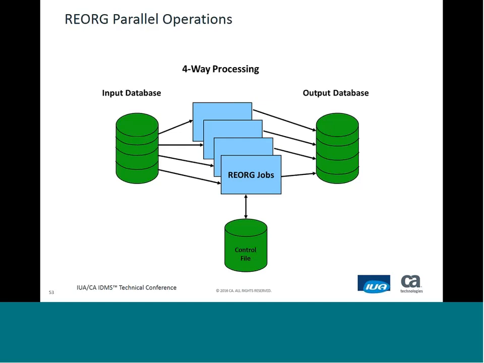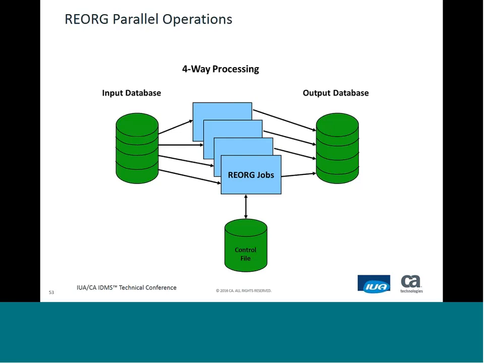So for reorg to really be able to perform its magic, you've got to have enough initiators available to support all of those jobs. If you're going to have a 4-way slice, you're going to want to make sure that you've at least got 4 initiators that are available and dedicated to the reorg jobs. If you don't have those initiators and only one of the jobs can run at a time, you're basically single-threading everything, and it probably is going to take longer to do the reorg. So make sure that you've got enough initiators.